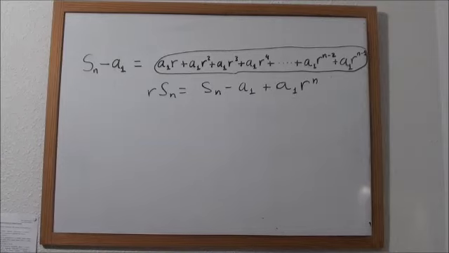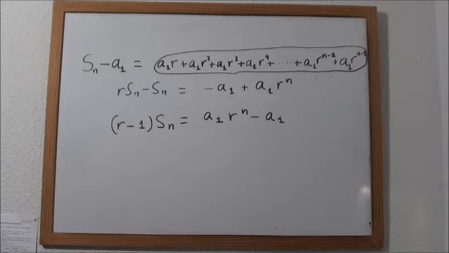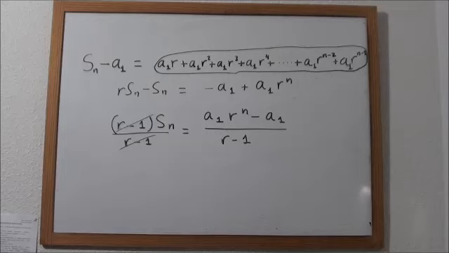And from this formula, if we take away Sn on both sides, like this, let's subtract, take the common factor Sn on the left side, switch the order on the right side, and divide both sides by r minus 1, like this. And we have derived the desired formula.